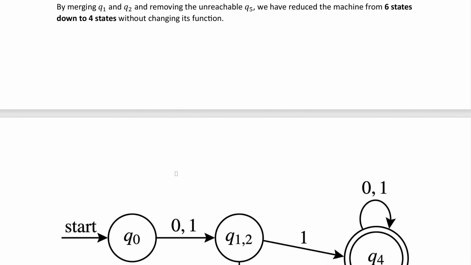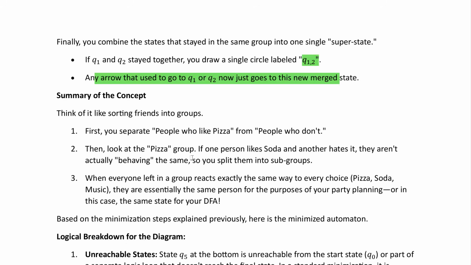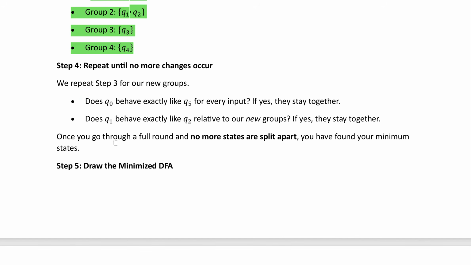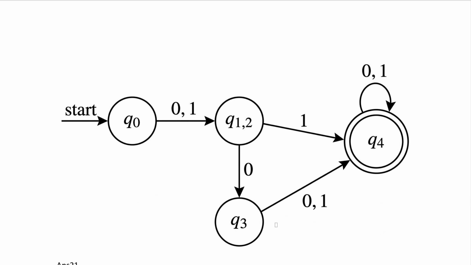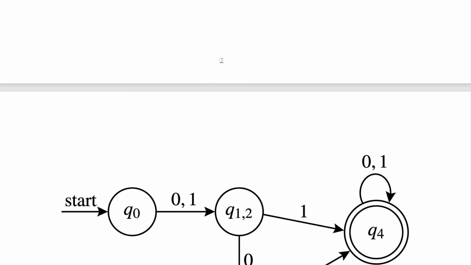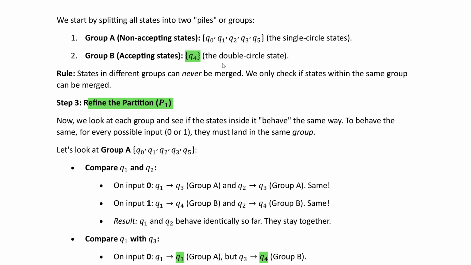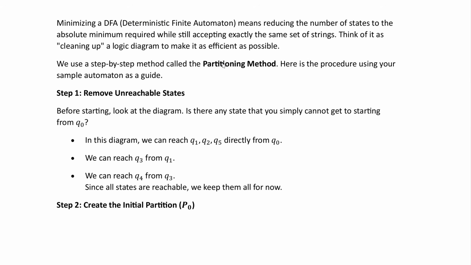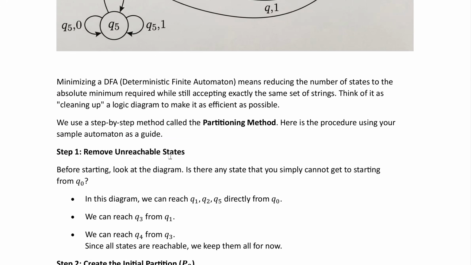So what we are left with is Q0, the initial state, and then Q1, Q2, this group 2, and these two groups, group 3 and group 4, Q3 and Q4, right? And Q4 is the final state, which will remain the same as in the given DFA. As Q4 is the double circle, it will remain the final state.